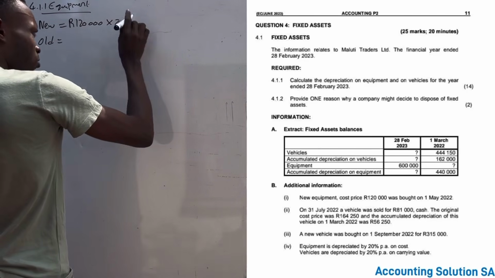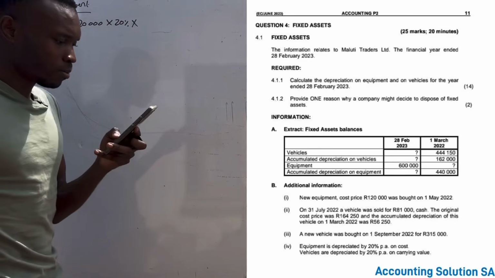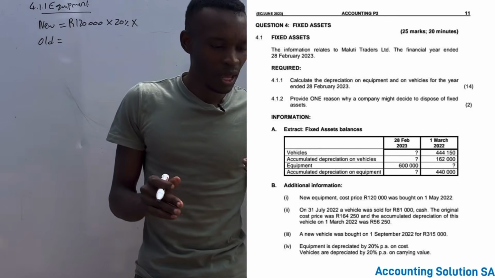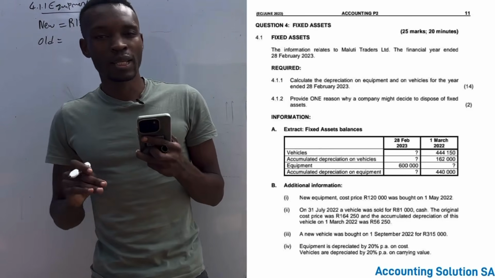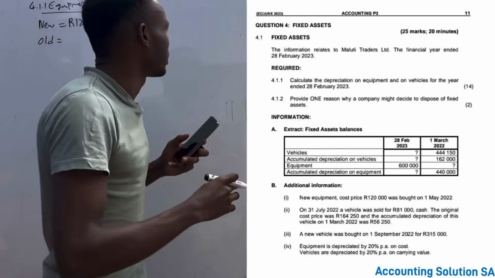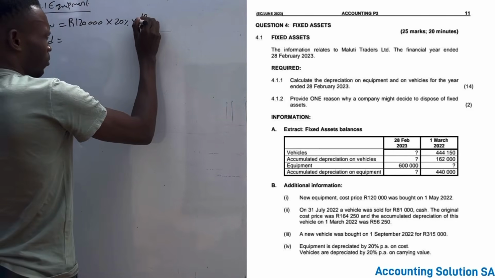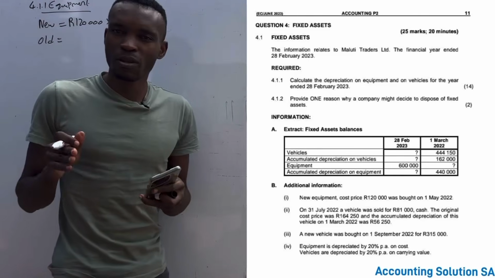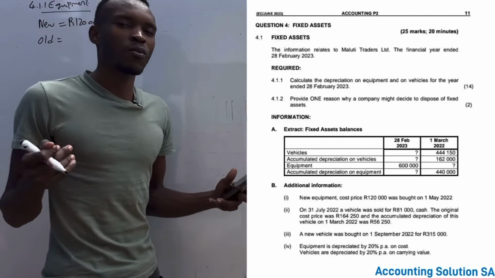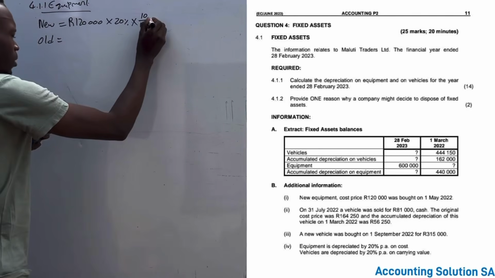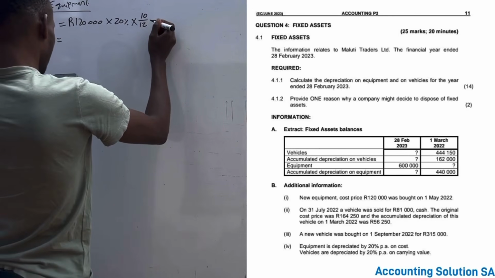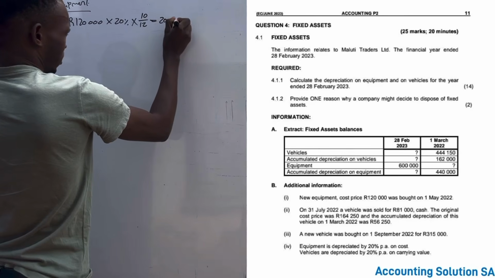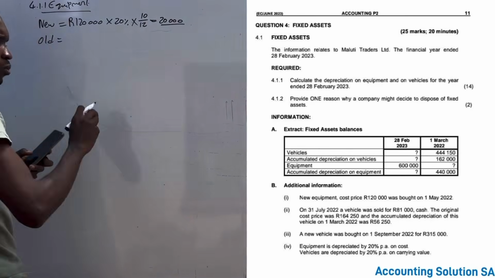Then it's going to give us an amount. We have to count months. Remember, it was purchased on 1 May. If you count from 1 May up to 28 February 2023, it's going to give you 10 months, so 10 over 12: May, June, July, August, September, October, November, December, January, February. If you do this calculation, it's going to give you 20,000. This one is for new equipment.